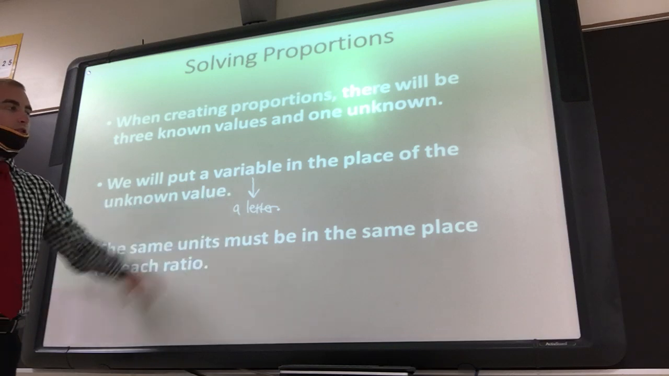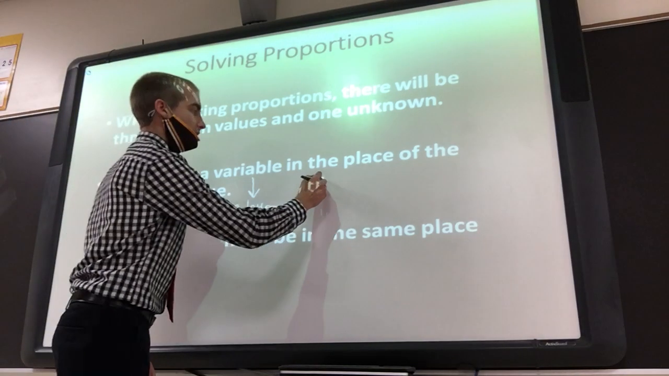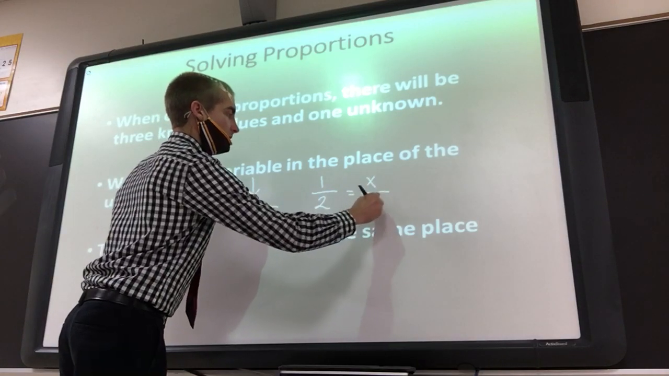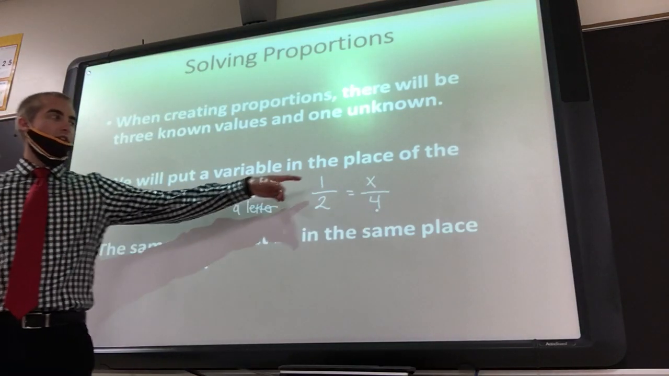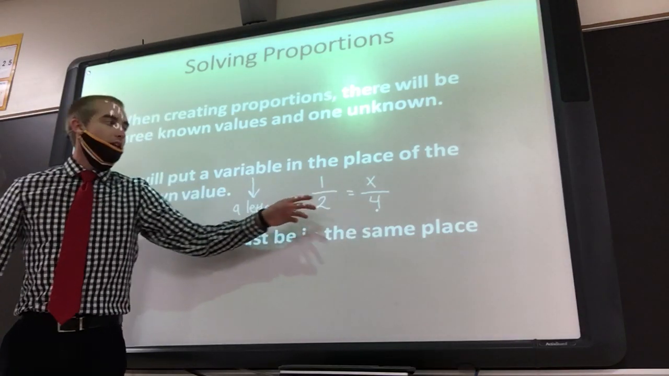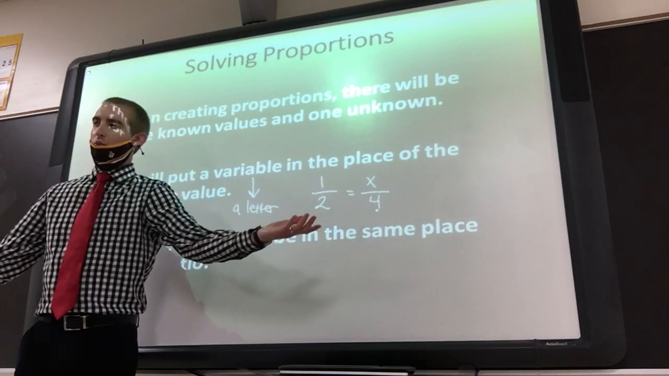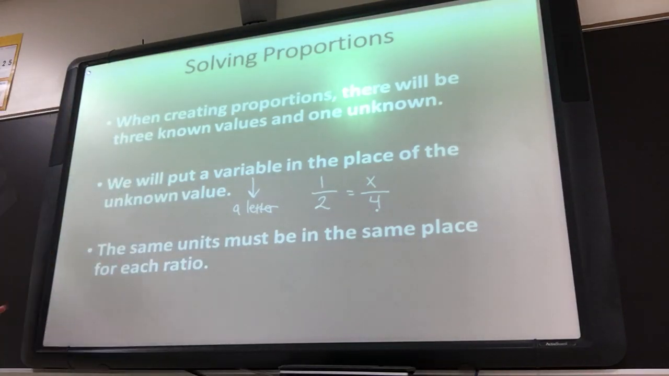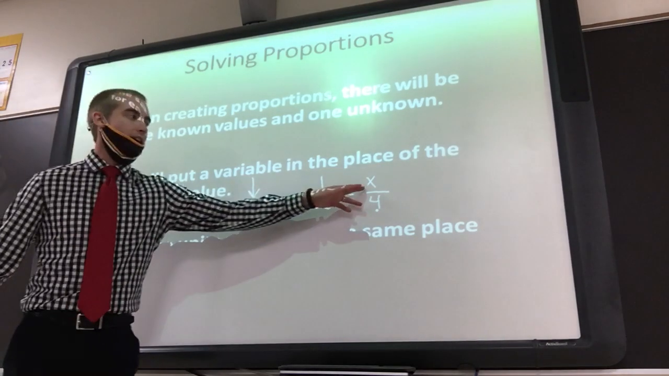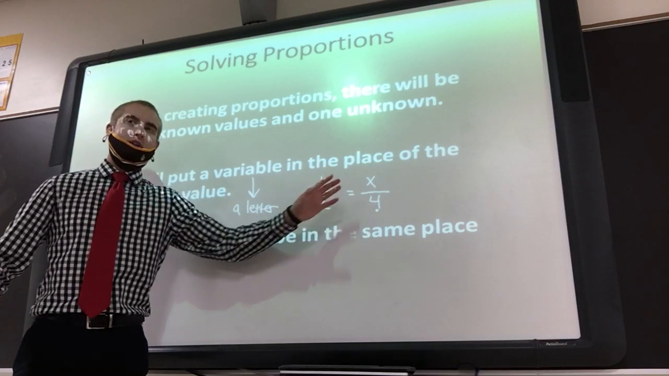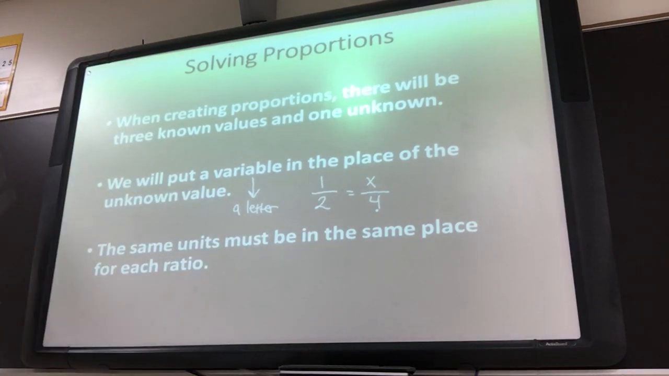But what the proportions will look like will be something like this. 1 over 2 equals X over 4. And so our goal is to figure out what X needs to be to allow this fraction to equal that one. That's what we're going to be doing today. Sometimes it'll be easy to see, like this one. I think it's easy to see X needs to be 2. 1 over 2 equals 2 over 4. But sometimes we're going to have to use the cross product to figure this out.